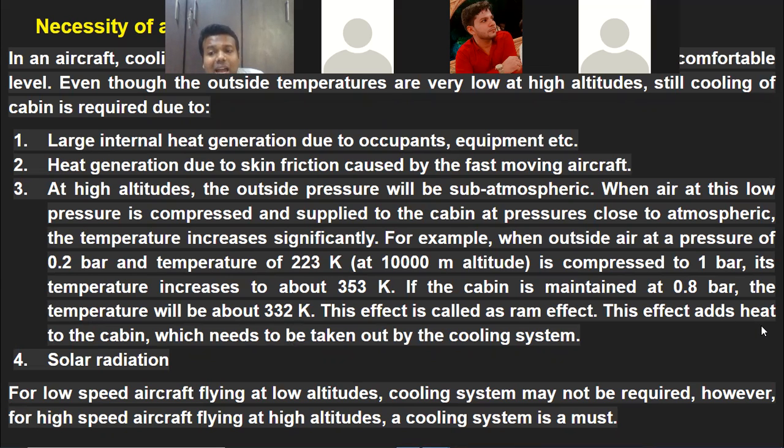These effects add heat to the cabin. Whatever amount of heat is added to the cabin has to be taken out by the cooling system. That is the reason why the cooling system is required in an aircraft, and that is called the aircraft refrigeration system or aircraft cooling system. The fourth point is about solar radiation: the solar radiation incident on the plane also leads to heat generation.